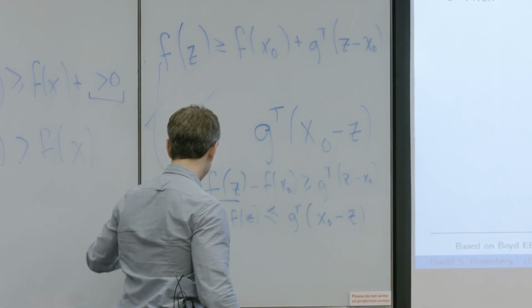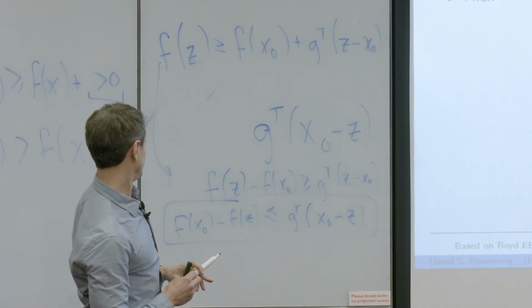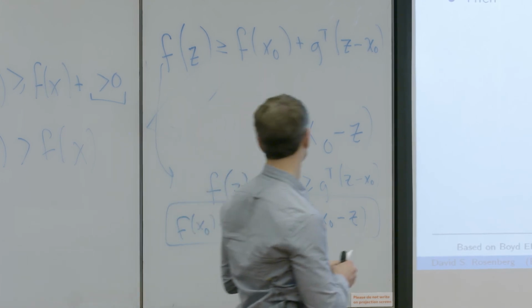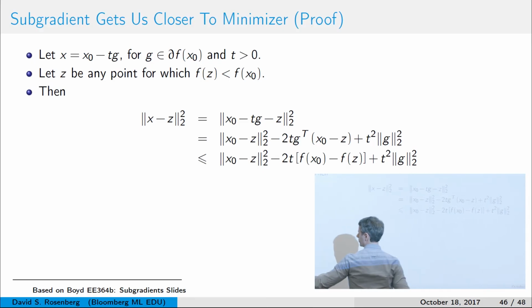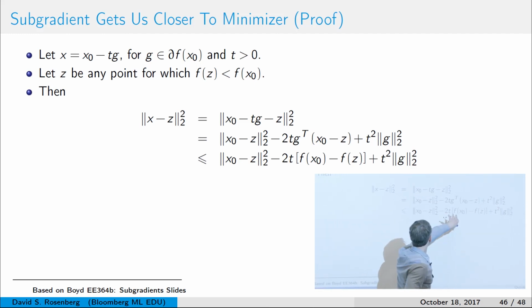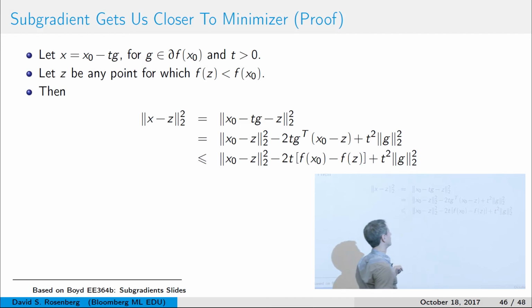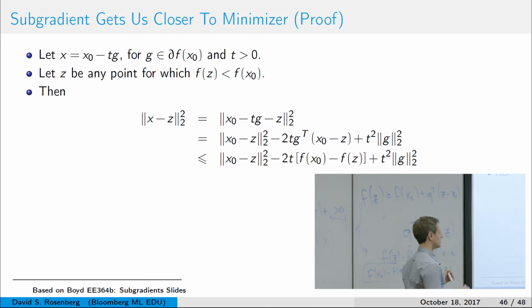All right. So can we apply this to get the claim there? So g transpose (x0 minus z), we replace it with something smaller. We're subtracting something smaller, so the value gets larger. So that's why this is greater than or equal to this. So this inequality is simply from the definition of subgradient.